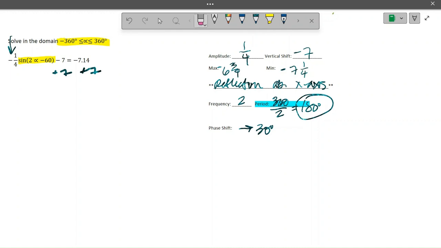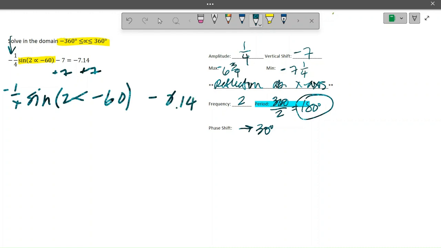Having trouble writing here. Let's try that again. -1/4 times the sine of 2 alpha minus 60 equals negative 0.14. Okay, and now I'm going to get rid of my -1/4.